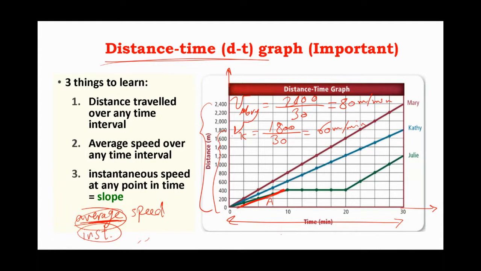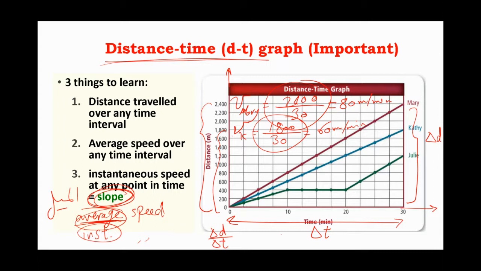What we did now, when we calculated the speed of Mary or the speed of Kathy, is we got the slope. The slope is delta y over delta x. Delta y here is the distance, so it's delta d, and x here is the time, so it's delta t. So it's delta distance over delta time. It gives you the speed. It should give you the instantaneous speed, but here it's constant speed, so it also gives you the average speed, because it's one straight line, so it has the same slope everywhere.